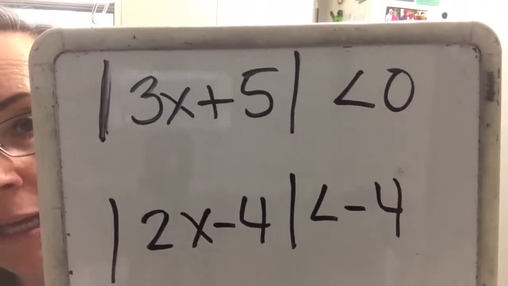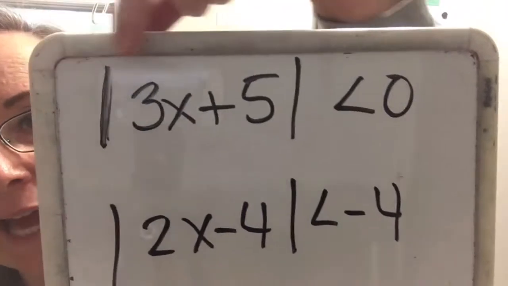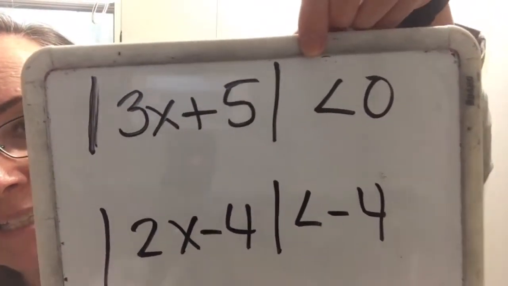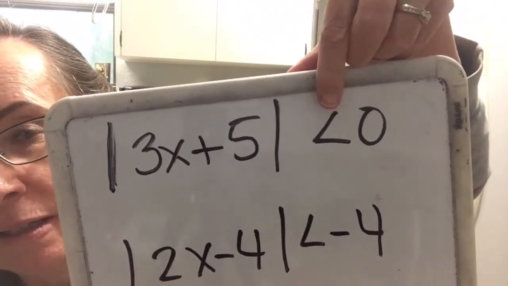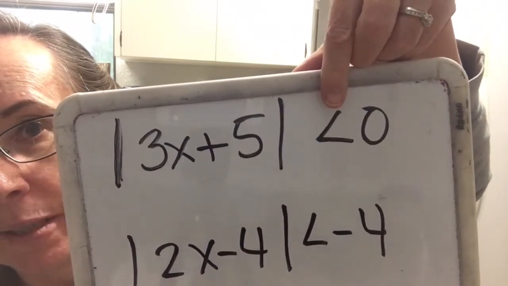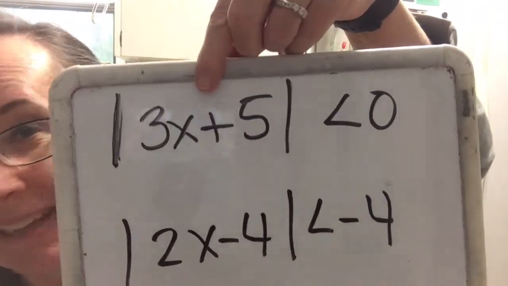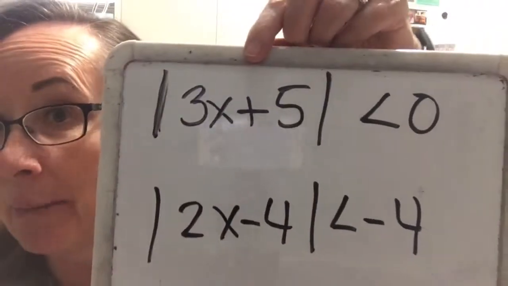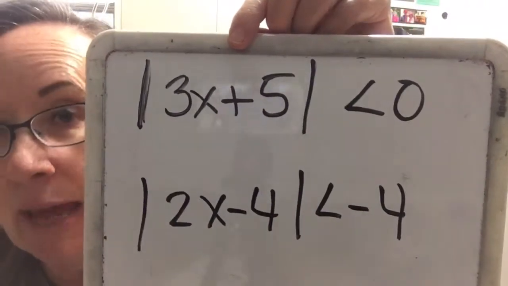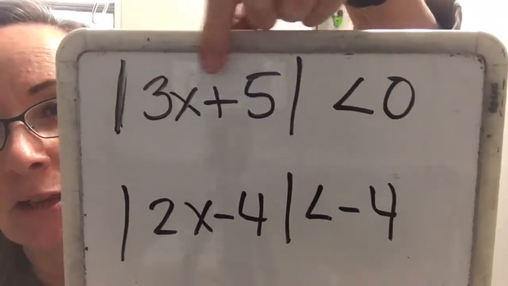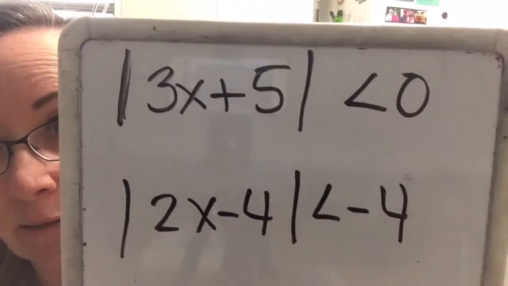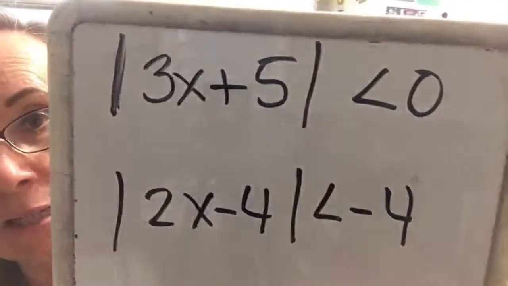Can you see why? All right, if I have the absolute value is less than 0, that means I have a negative number, and the absolute value cannot be a negative number. Now, I can have an absolute value equal to 0, and when I have an equal to 0, it just means that 3x plus 5 must be equal to 0. All right, but that one has no solution.